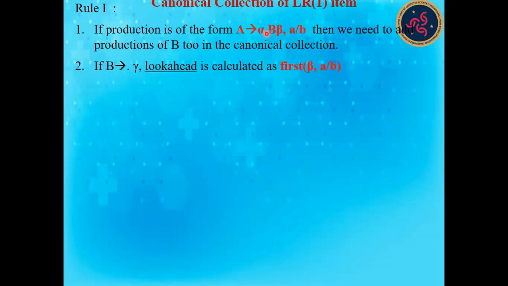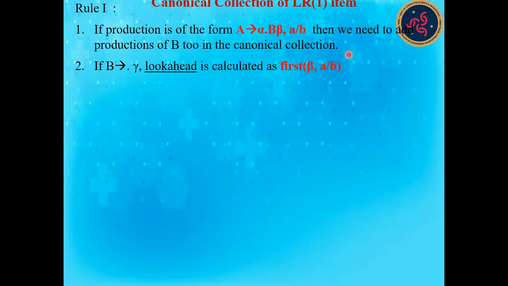So that means we have already scanned alpha. Now we need to scan capital B and beta. And here, after each production we will have a look ahead symbol. This is the look ahead symbol here, a or b. We will have only one look ahead symbol, so that is why it is represented as LR(1). CLR(1) means one look ahead symbol.